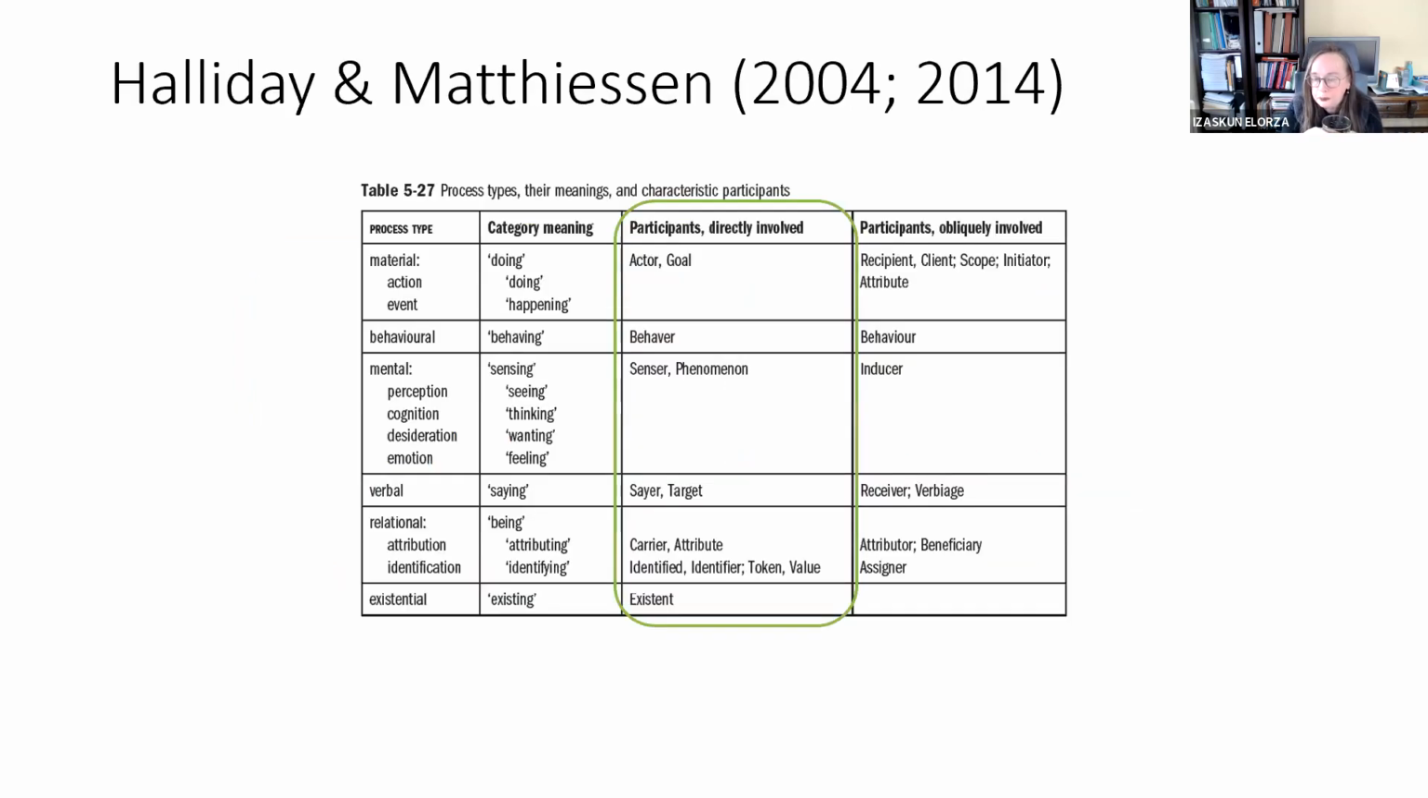Okay, so if we are dealing with transitivity analysis and we want to analyze characters, we are going to interpret that they are participants in the stories, performing certain roles, and those roles are the ones that have been defined for ideational meaning, for experiential meaning in particular. So those characters are going to be interpreted as being actors, or maybe as goals, behavers, sensers, phenomena, sayers, targets, carriers, attributes, identifiers, tokens, values, or existents.